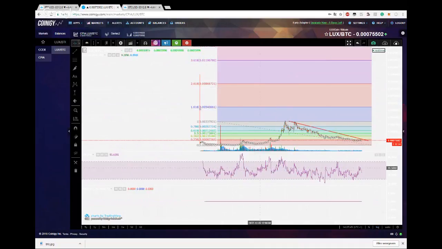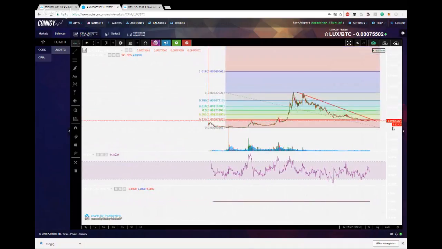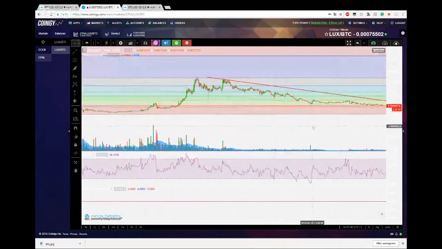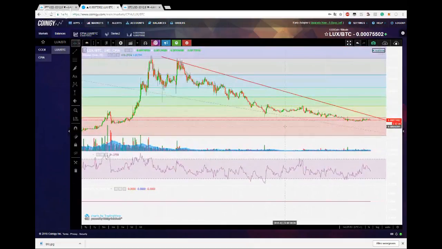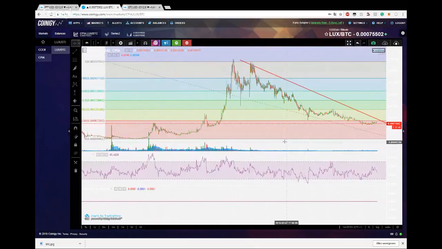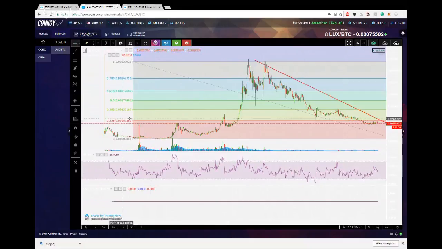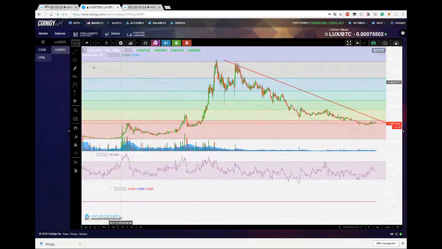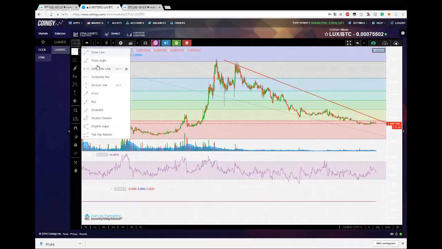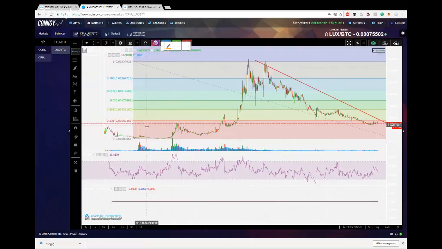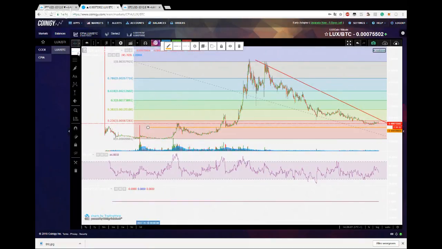Going to remove the log scale. And this should be our trend line. So as you can see, currently we are below the last fib. This is not really a problem because we have an accumulation zone that is going on right here. Let me just show you. There and there.